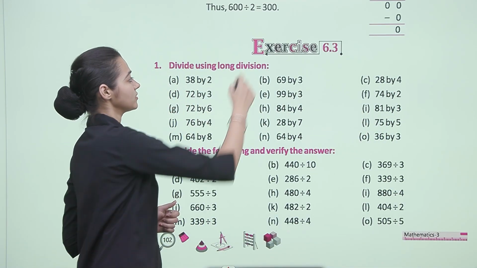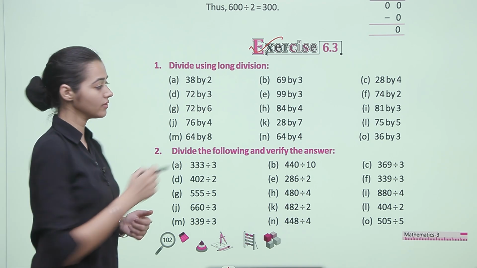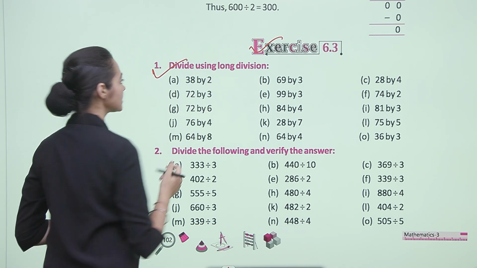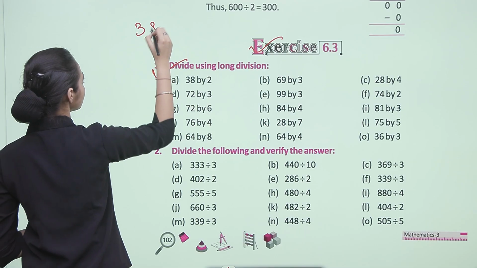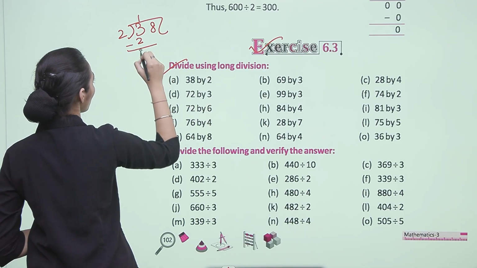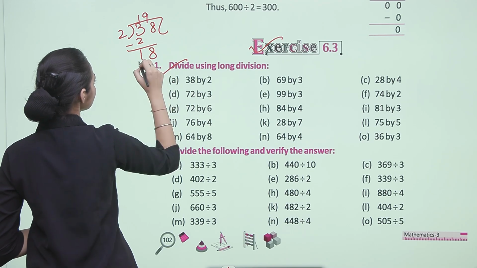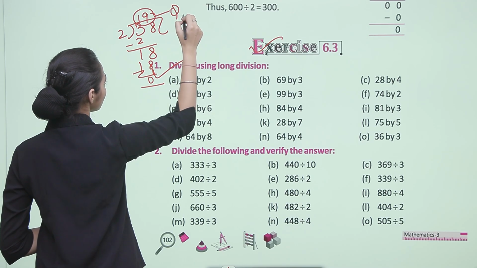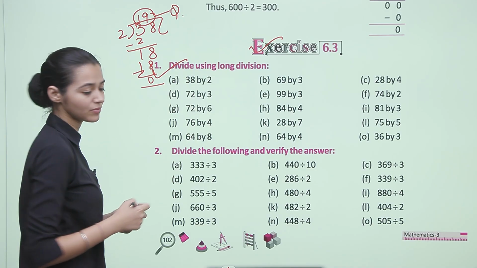Now let's start with exercise 6.3. In the first part, we have to divide it using long division, that is 38 divided by 2. 2 ones are 2, 1, 8, 2 nines are 18, 0. So 19 is our quotient. That's how you have to solve the remaining part.